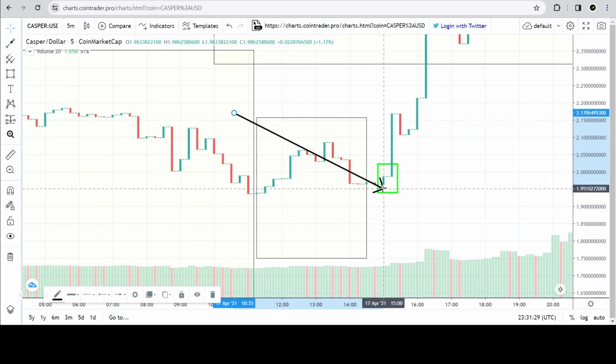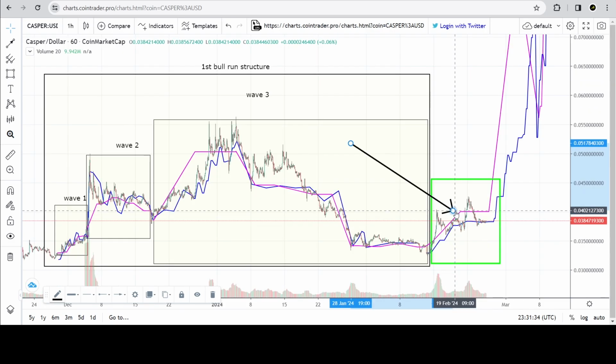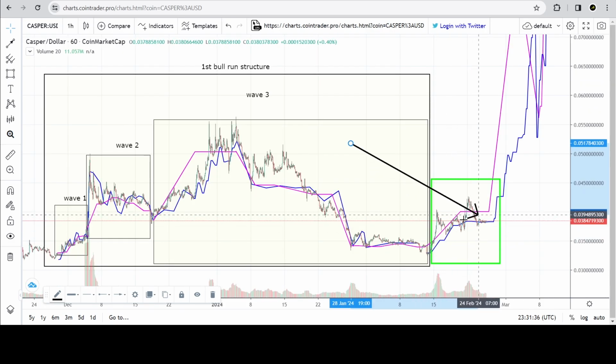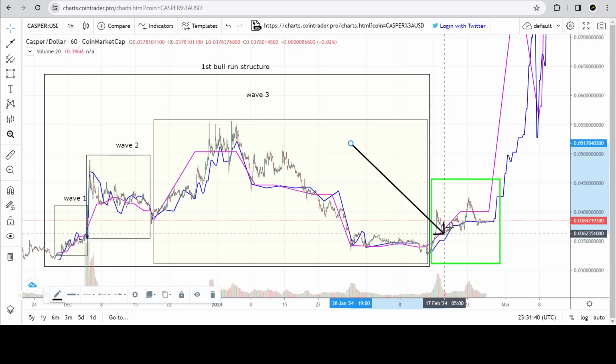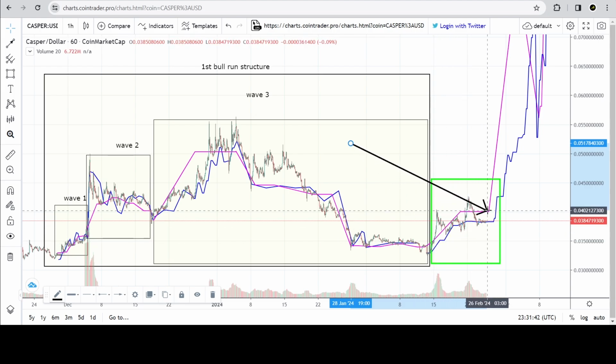So if we copy and paste this, will be the pink fractal right here. And as you can see, it does what it should be doing. Price moves up and then it goes kind of flat and sideways. Now, the drawback to this pink fractal is it happened on such a small time frame. There is no definition in this structure.